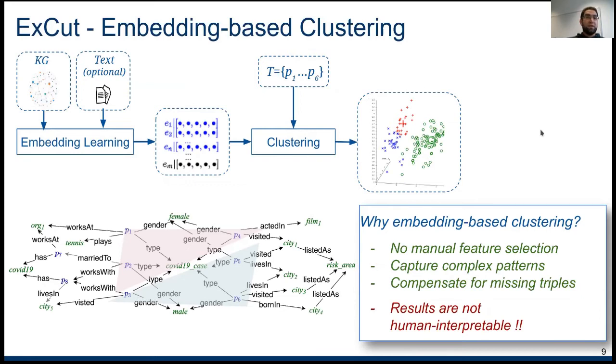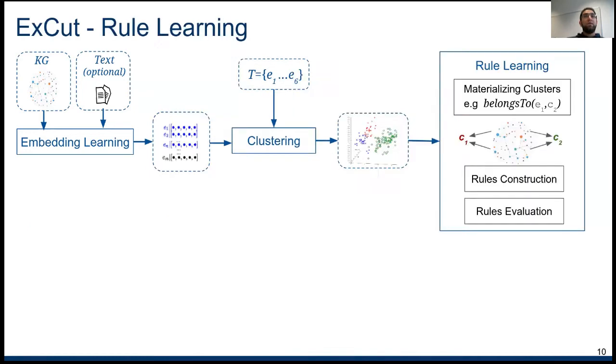Let's look at our example. We don't know why these entities come together in cluster 1 and why these came to cluster 2. Therefore, we apply rule learning to explain the clustering results. We use the results as input to the rule learning procedure. We start by materializing the clusters as the relation belongsTo. Then we learn rules for this relation and rank these results based on the exclusive coverage explained before.